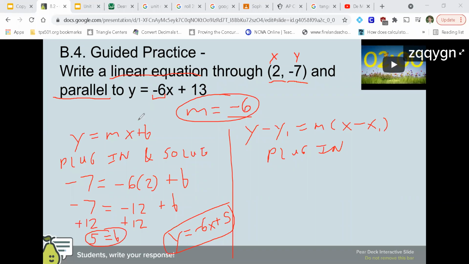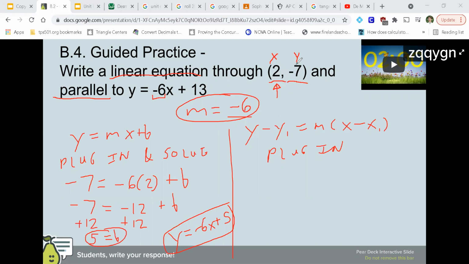Because this one is in slope intercept form, we have to use the y-intercept as our number. And that's the value of y when x is 0. And here, x is not 0.